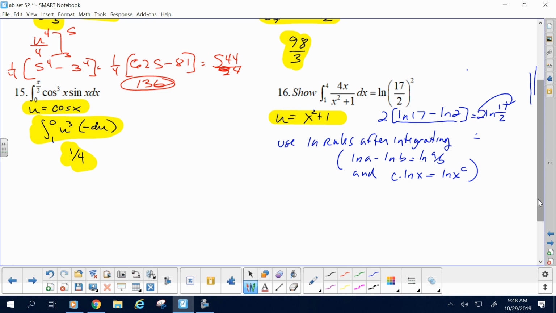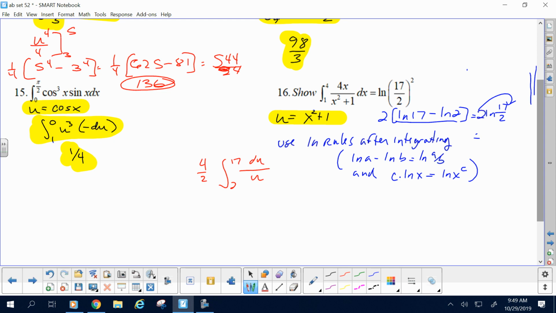Number 16, I was giving you the answer, you were supposed to show that you could tell how it comes about. So you're proving the answer is what it is. If you let u equal x squared plus 1, then you change your bounds and all that stuff. What did the bounds change to? 2 to 17? Okay. 2 to 17 of u in the denominator, 4 out front. x dx is more like du over 2.